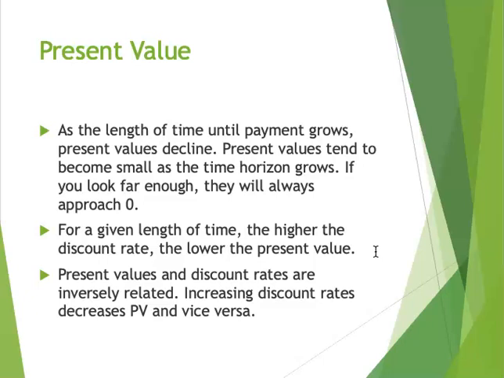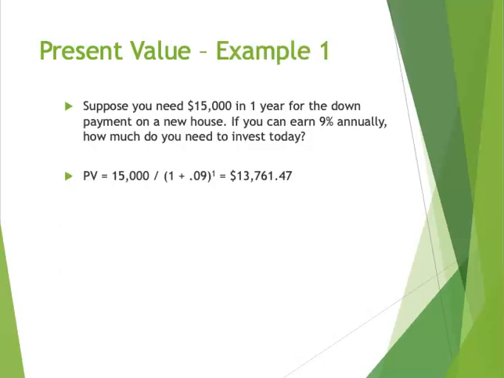So if you look at it this way, the present value and discount rates are inversely related, right? So increasing discount rates would basically decrease present value and vice versa. Same goes with time. So let's look at an example. Let's say you basically need $15,000 in 1 year for a down payment on a new house, right? If you can earn 9% annually, how much do you need to invest today, right?